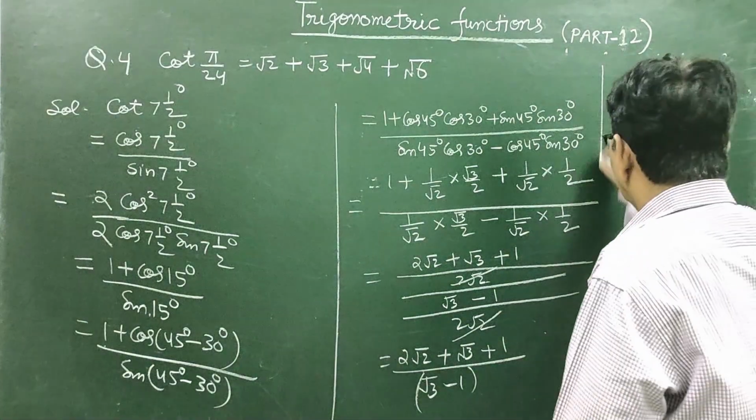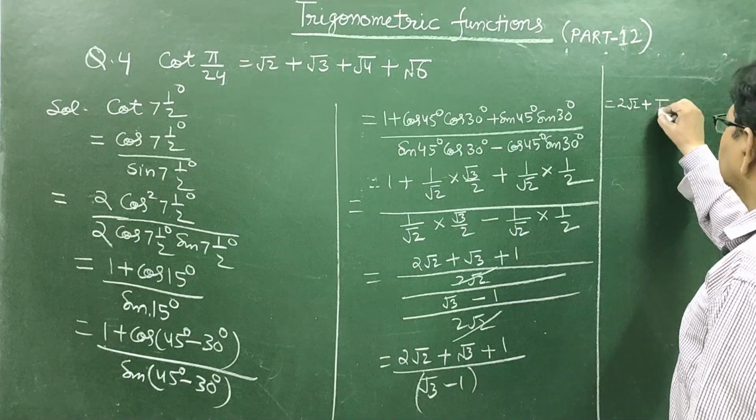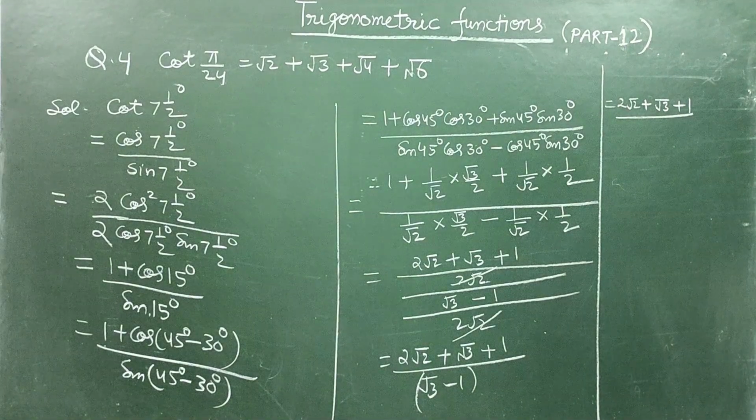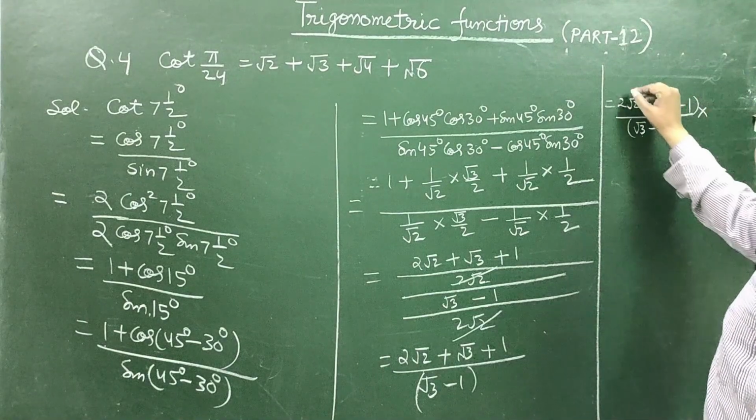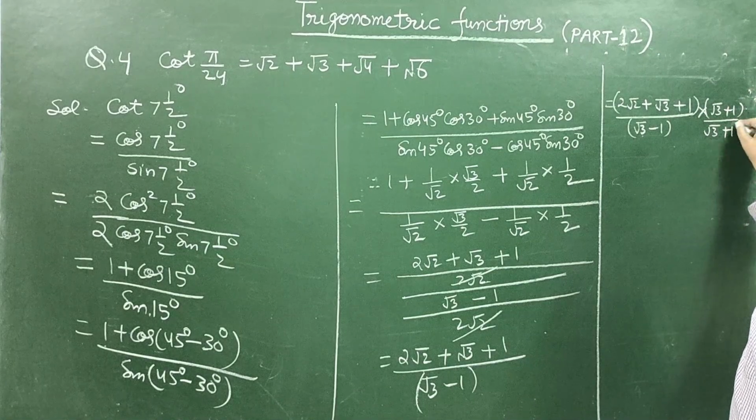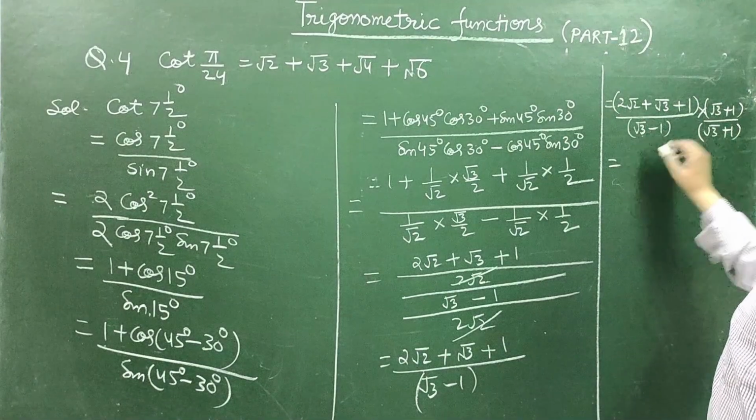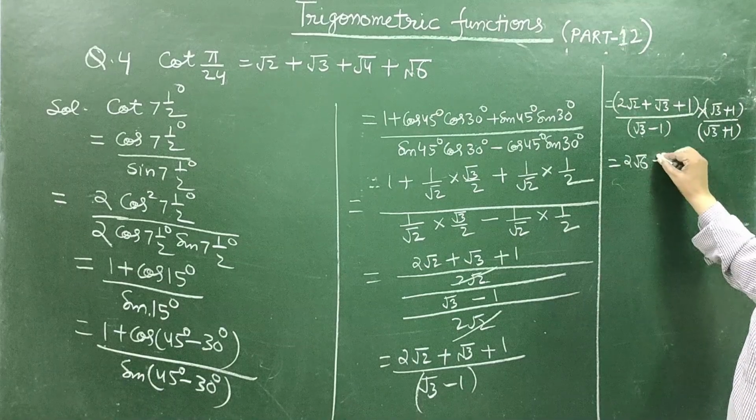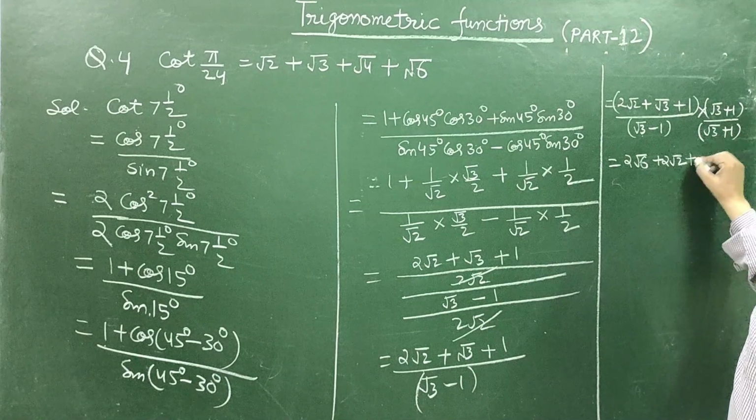So if we rationalize the denominator, then 2 root 2 plus root 3 plus 1 upon, in the denominator, root 3 minus 1. To rationalize it, multiply by root 3 plus 1 and divide by root 3 plus 1, opposite of the denominator. Now let us multiply. 2 root 2 multiplied with root 3 is 2 under root 6. 2 under root 2 multiplied with 1 is 2 under root 2. Under root 3 multiplied with root 3 is 3.